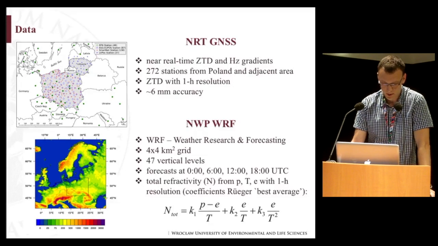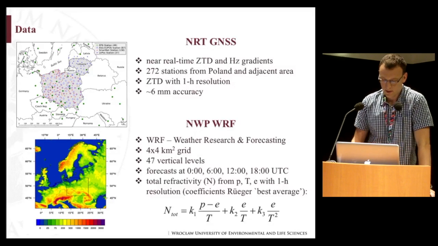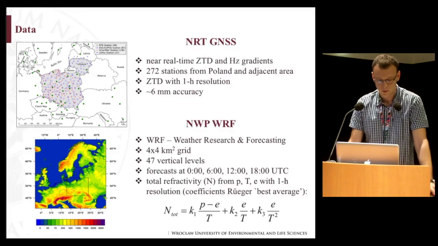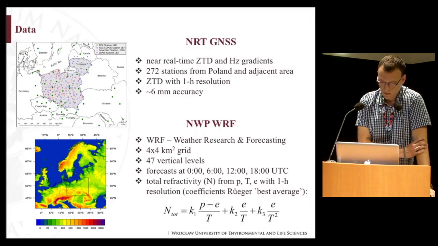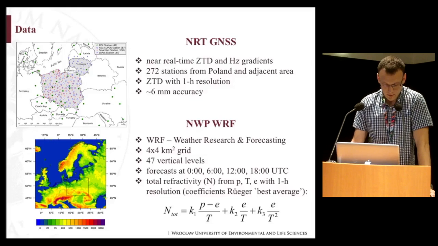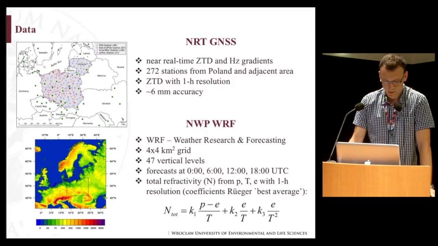And we have developed, more or less in an operational sense, a system that is doing this in real time. We are using a near real-time system that is estimating ZTDs every 1 hour at 272 stations in Poland and surrounding areas. And we are using the WRF model, which has a resolution of 4 × 4 kilometers and provides parameters at 47 vertical layers. The predictions are available 4 times a day with 1 hour resolution of parameters.